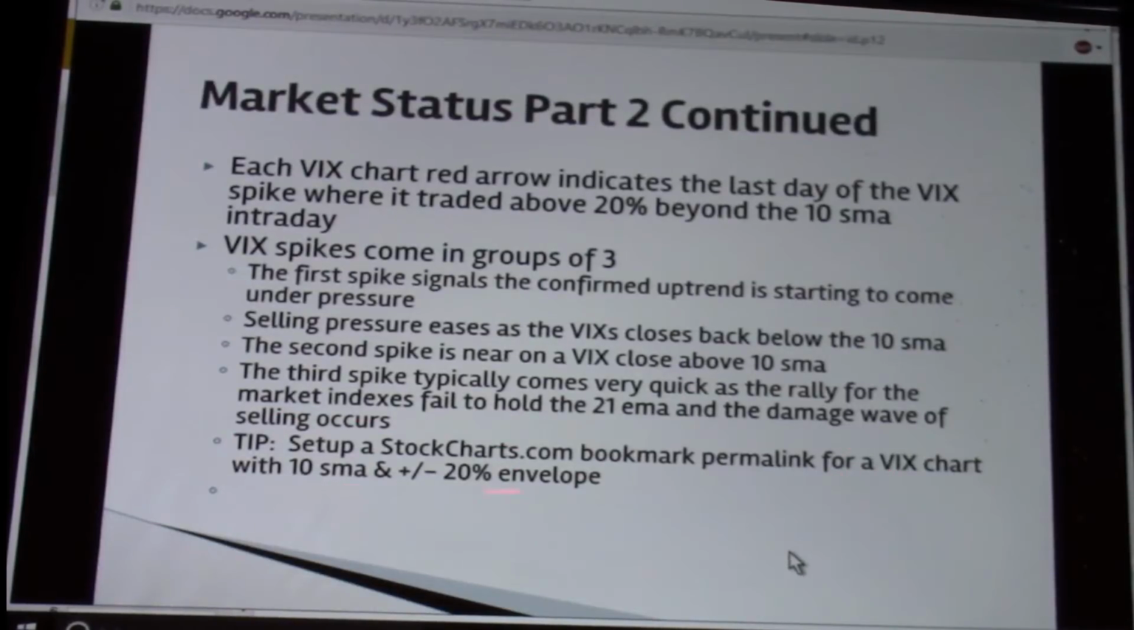So a second chart that I've set up for you: a stockcharts.com bookmark permalink for a VIX chart. That VIX, 10-day moving average with a 20% envelope around it. So when you see the intraday spike above the 20, you know you got a signal. Okay?